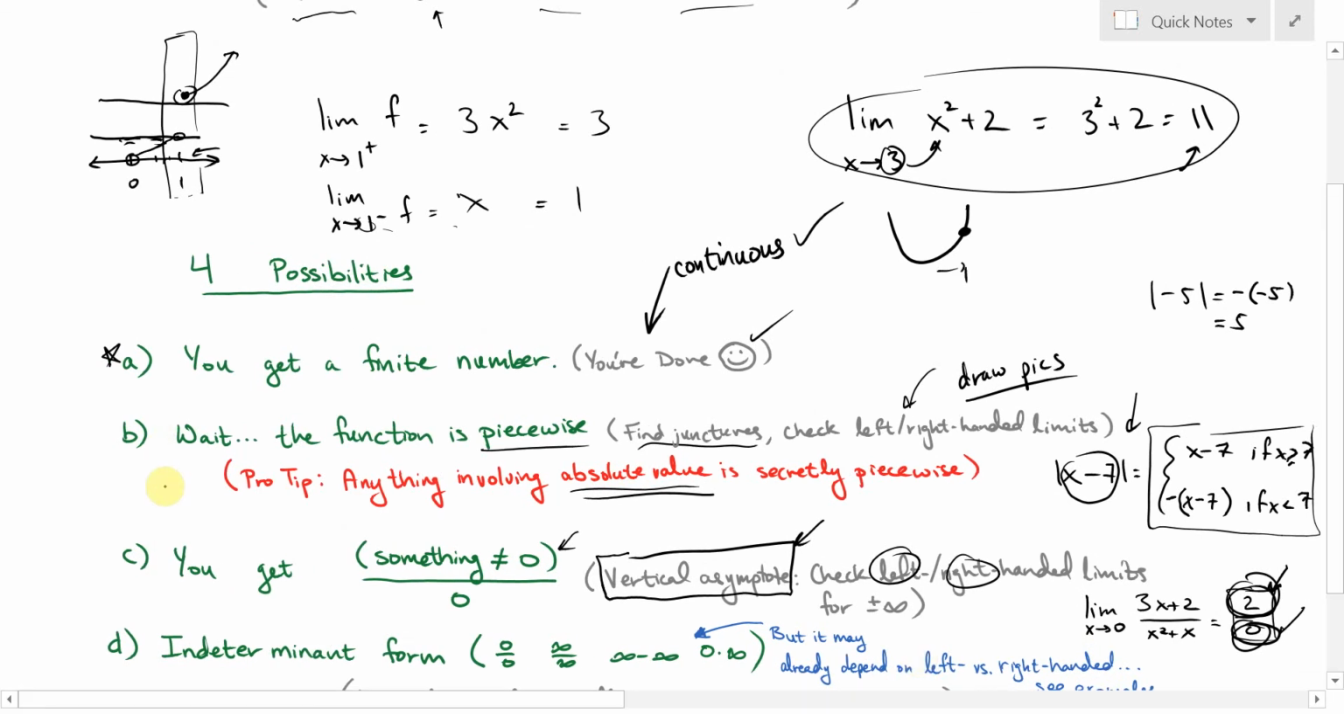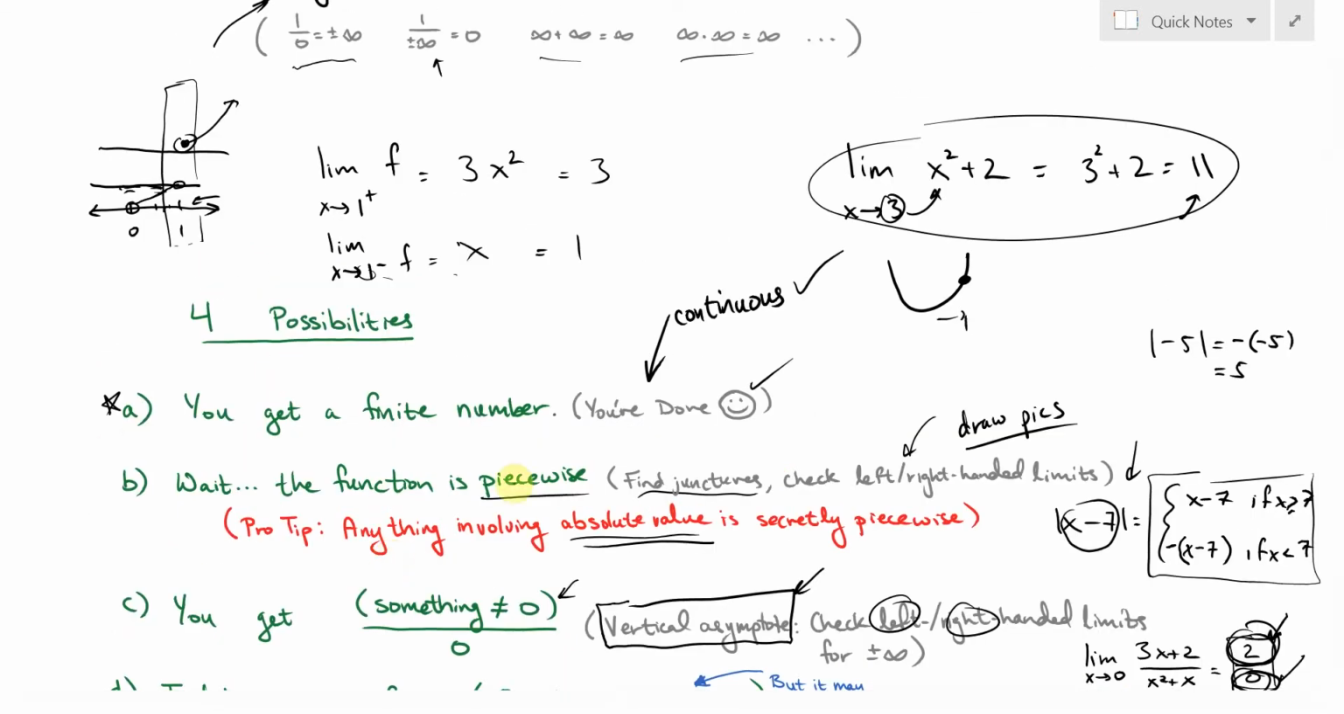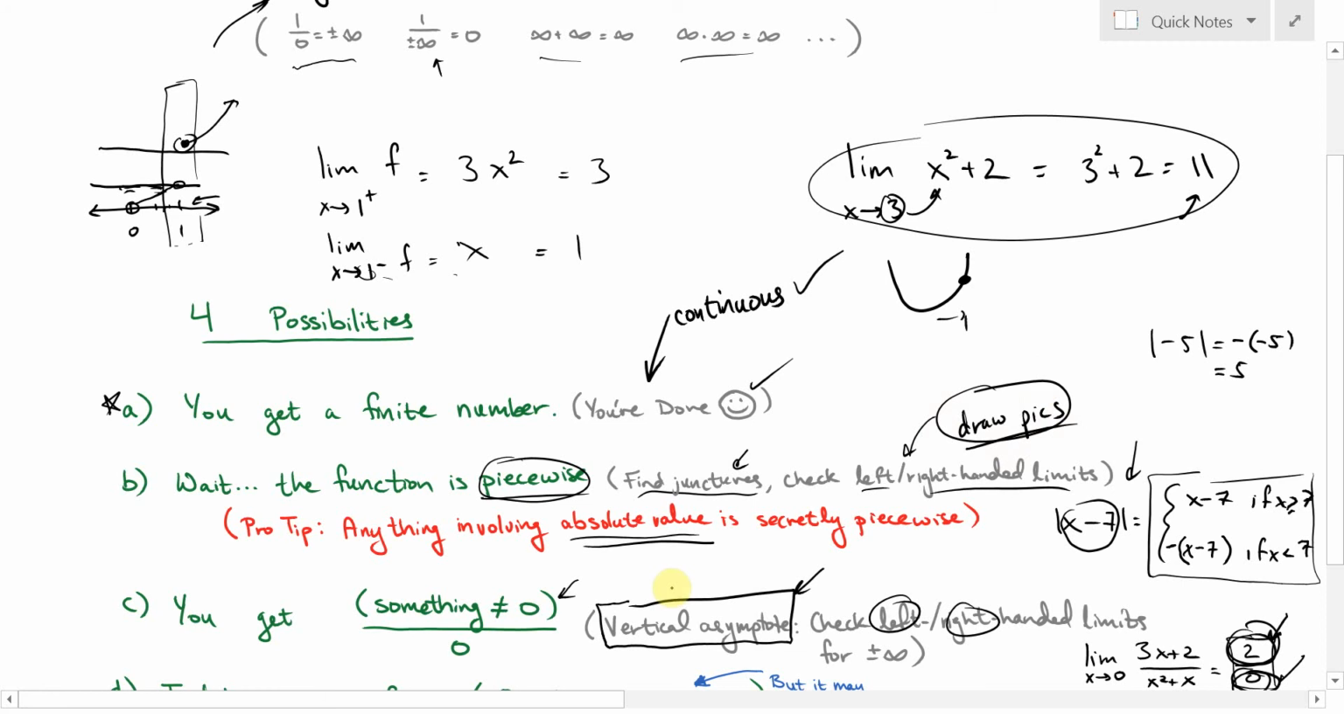So these are the 3 options that we've discussed so far. Either the function was piecewise, in which case you find where the junctures are, usually that's where they're asking you about the limit, and you just check the left and right-hand limits separately using the separate formulas that are given. And if you can, always draw a picture there. It's very helpful. Or you just plugged it in, you got a finite number, you're done. It's a point of continuity. Or you've gotten something that isn't 0 in the numerator, but you've gotten 0 in the denominator this time. In that case, you have a vertical asymptote. It's going to positive or negative infinity, but it might disagree coming from the left or right, so you have to check it.